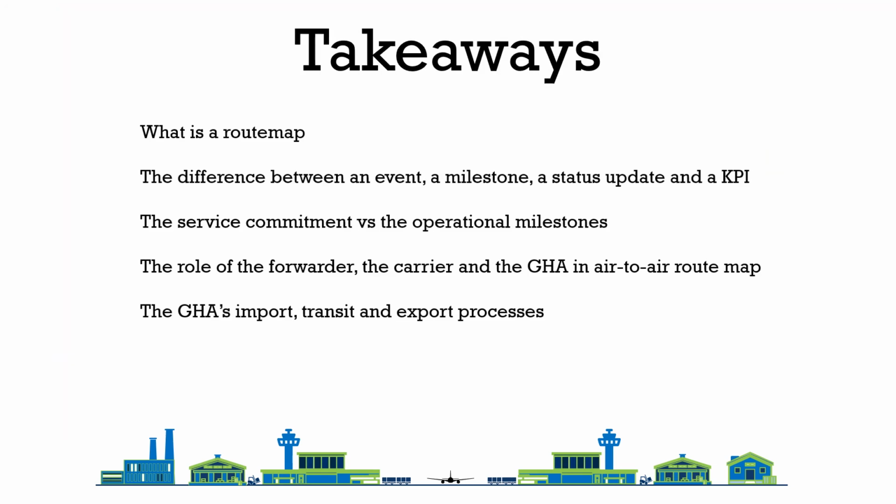The main takeaways of this video are: what is a route map and what is it used for? The difference between an event, a milestone, a status update, and a KPI. The service commitments versus the operational milestones. The role of the forwarder, the carrier, and the GHA in the airport-to-airport route map. And finally, GHA's import, transit, and export processes.